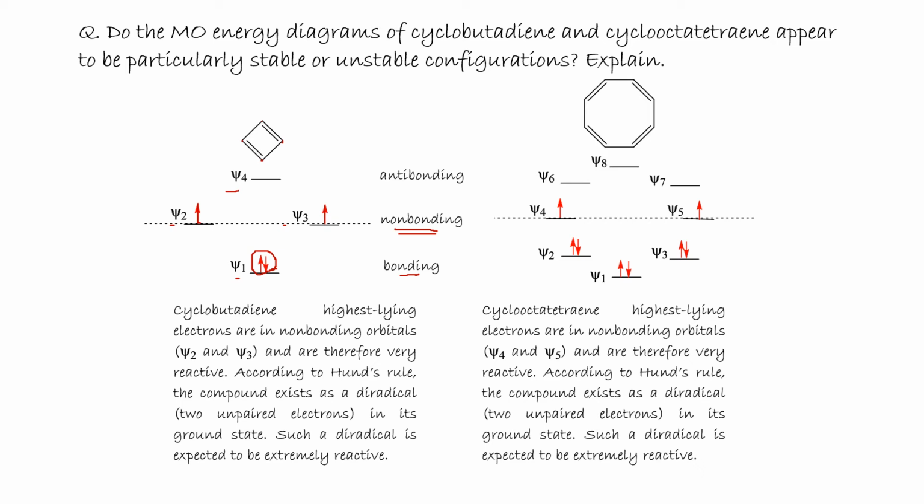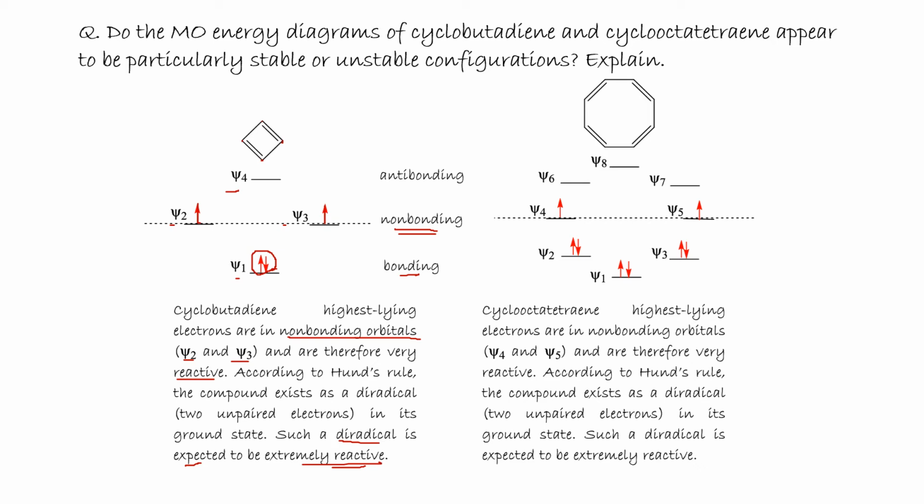In cyclobutadiene, the highest lying electrons are in the non-bonding orbitals, psi 2 and psi 3, and are therefore reactive. According to Hückel's rule, the compound exists as a diradical with 2 unpaired electrons in its ground state. Such a diradical is expected to be extremely reactive.